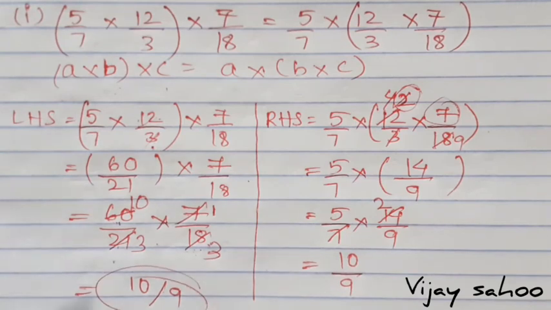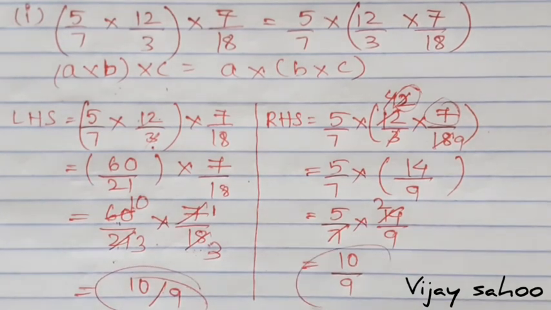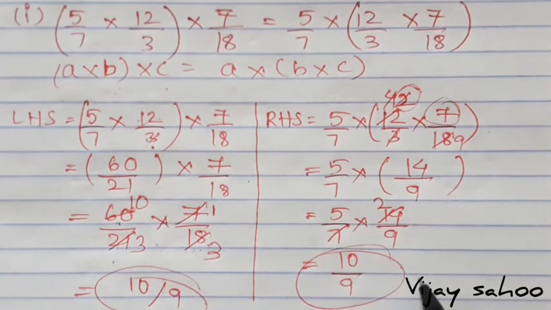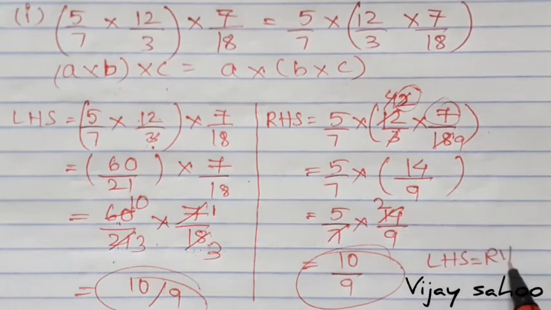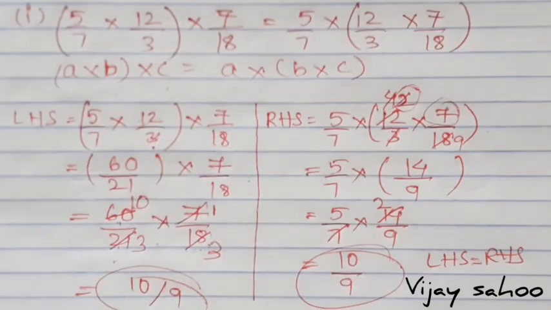So what is the left hand side value? That is 10 by 9. What is the right hand side value? 10 by 9. So we'll consider that the left hand side is equal to the right hand side. Okay. So this is the verification based on the associative law.